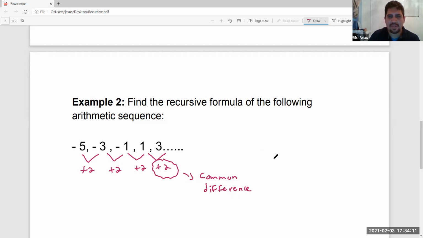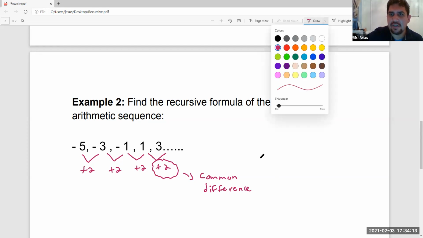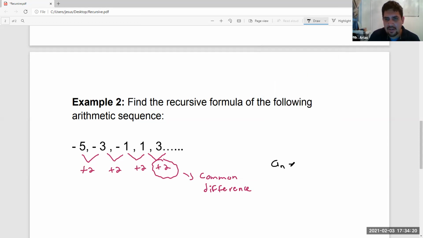Okay, so that being said, all we need here is just to place this value of d into my formula. So again, we have a sub n is equal to a sub n minus 1, the previous term, plus the common difference, which is, in this case, positive 2.